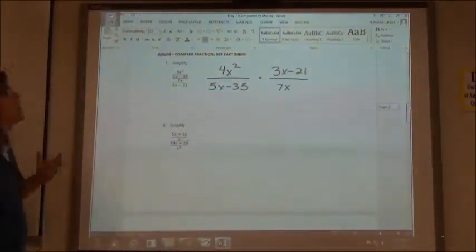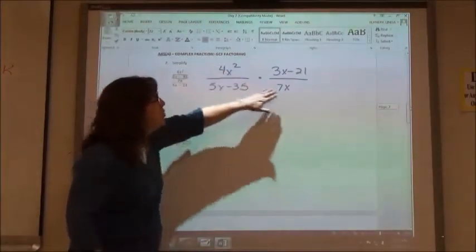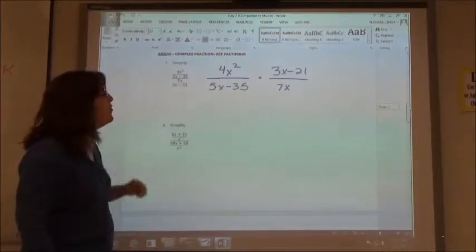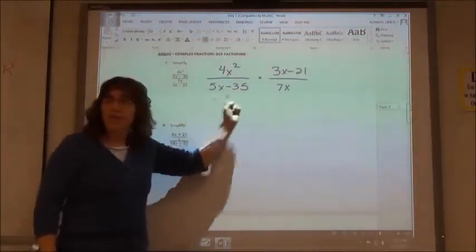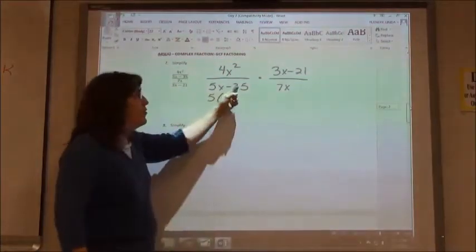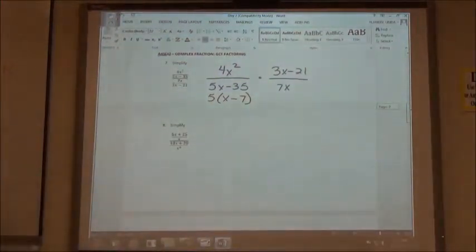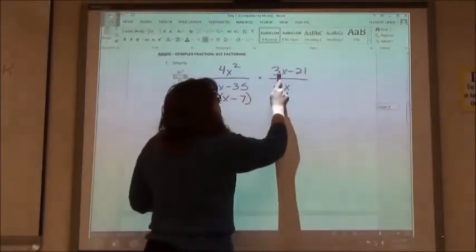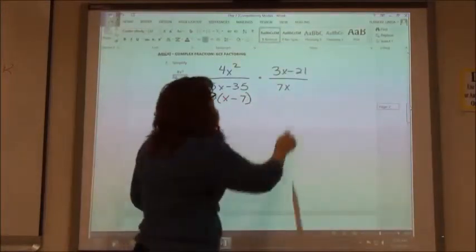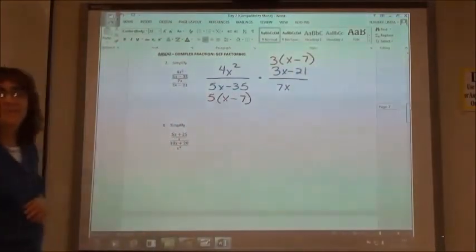Now on these first ones, we're just going to have greatest common factors that we can take out. Here, there's only one term. We're just leaving those ones all alone, and we're just going to factor these two things. So on the bottom of my first fraction, both of those are divisible by 5, right? So I'm going to make that 5 times x minus 35 divided by 5, 7. And then up here, both of these are divisible by 3, right? 3 is going to be in front, and I'm going to have x minus 7 again, right?